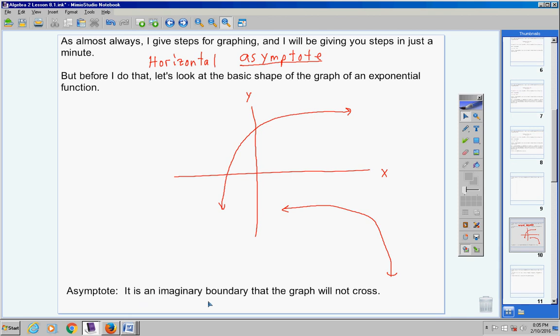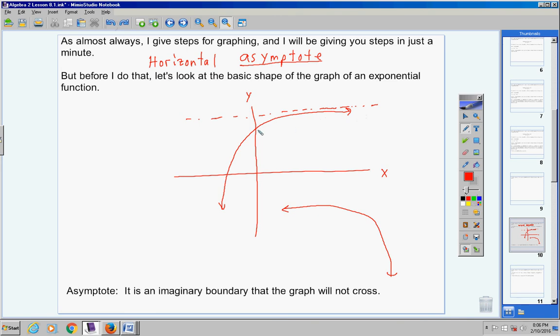So every single one of these exponential functions will have a horizontal asymptote. That means it's going to have an imaginary horizontal line that the graph will not cross. So like for this graph right here, even though you can't see it, there's an imaginary dotted line, like this, the graph will not cross. So Mr. Arrow, you just lied to us. You said this graph here continues to go up and up and up. Well, it does. It does.